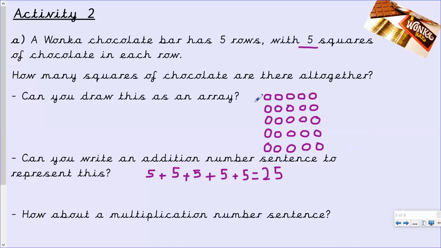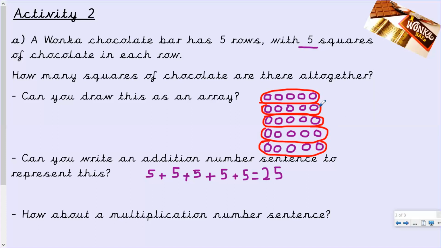Okay, so we know that we have 5 rows. I'm going to circle these 5 rows to make them clearer. That's 1 row, 2 rows, 3, 4, 5. Okay, what do you notice about each of these rows?